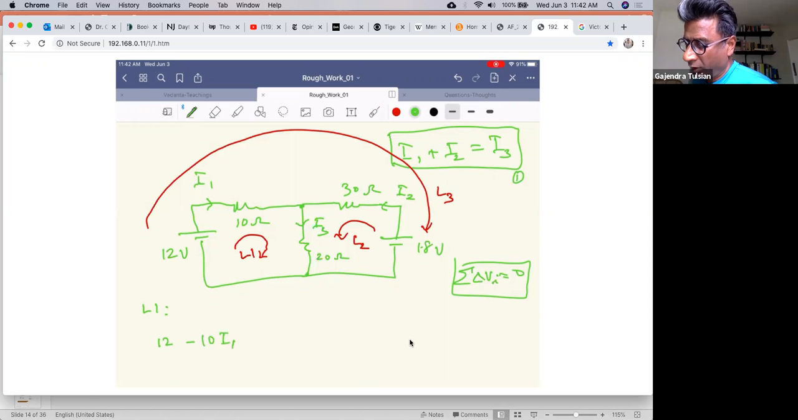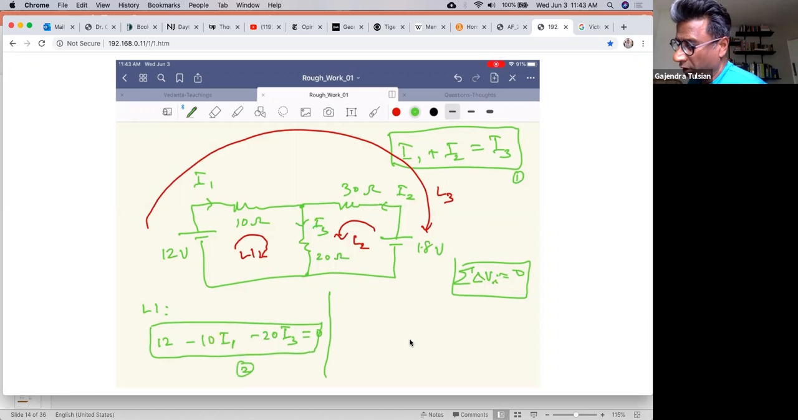The units for each term are volts, so I'm not writing the units so it doesn't become too cluttered. And then you're going across this element, again with the current, so the change in voltage across this element would be negative 20 I3. Now you come back to your starting point. The sum of all these changes in voltage should equal 0, like the equation says. So here is equation 2.